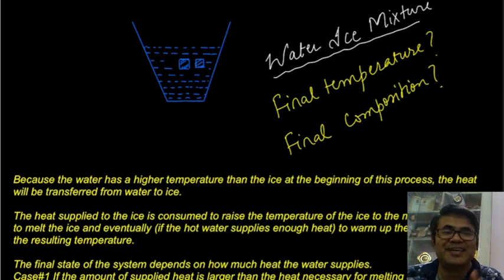For heat to flow, there has to be a difference of temperature. So heat flows because of difference of temperature, not because of difference of state. If you have 0 degree water and 0 degree ice, put them together, nothing will happen. No heat will be transferred. Why? Because there is no difference of temperature. So remember, difference of state is not needed, difference of temperature is needed.